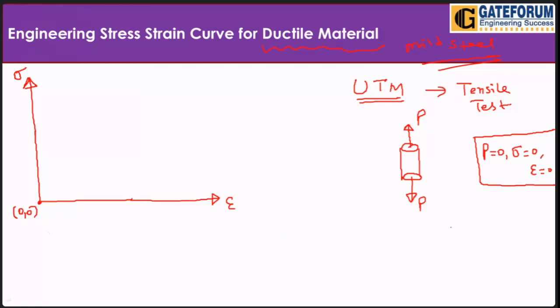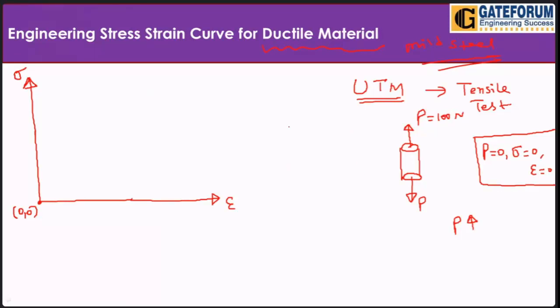Now what happens if load starts increasing? Here we have gradual load. In strength of materials, all loadings are by default gradual loads. Gradual load means load is not suddenly applied. Suppose the load is 100 Newton. It is not applied suddenly or instantly.